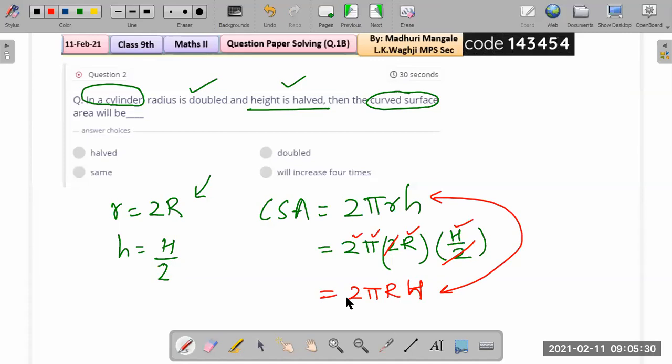So the quiz is open. The question is open to you. Please go ahead and select the right answer. Is it double? Is it half? The same? Or is it 4 times? Suppose it was 4 times, it would have been 8 pi rh, isn't it? Suppose it was half, it would have been just pi rh. Correct?